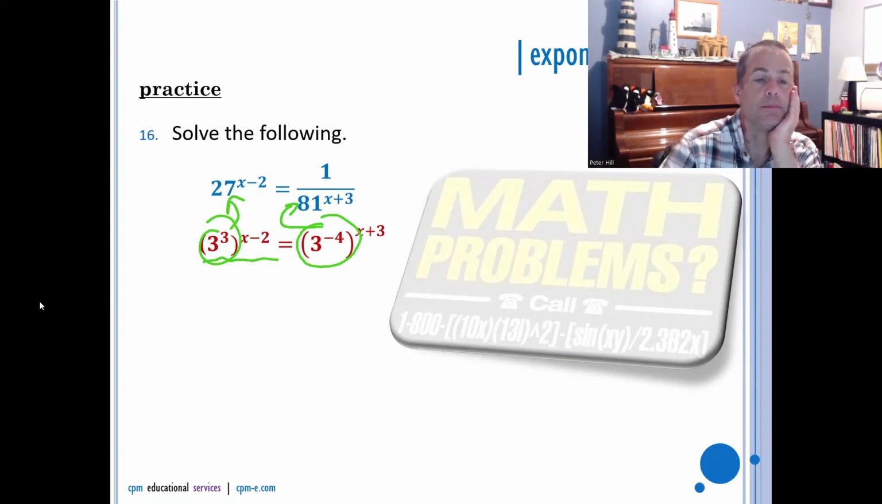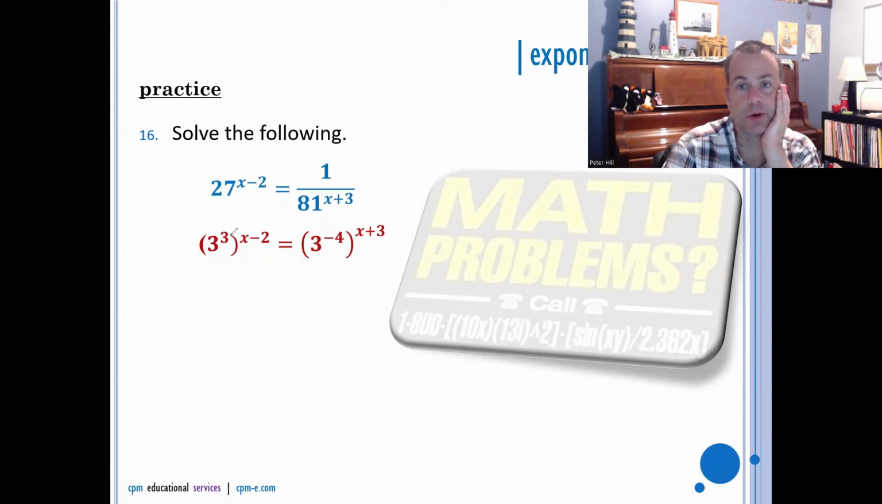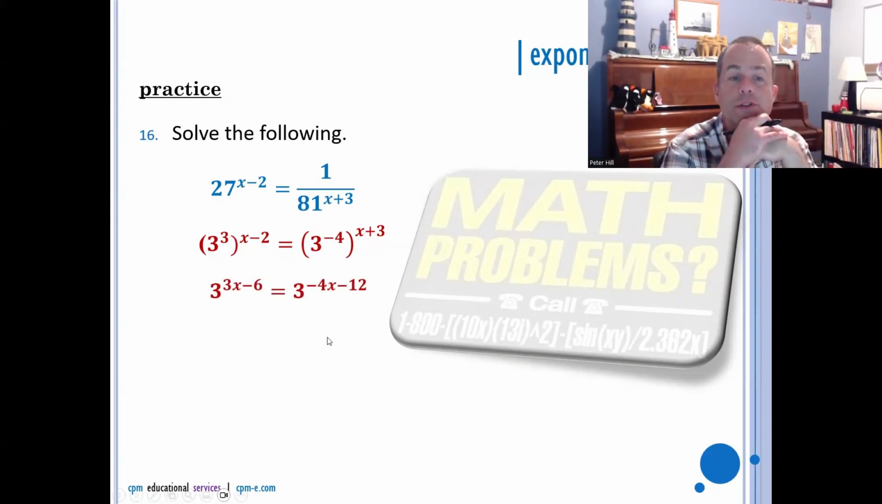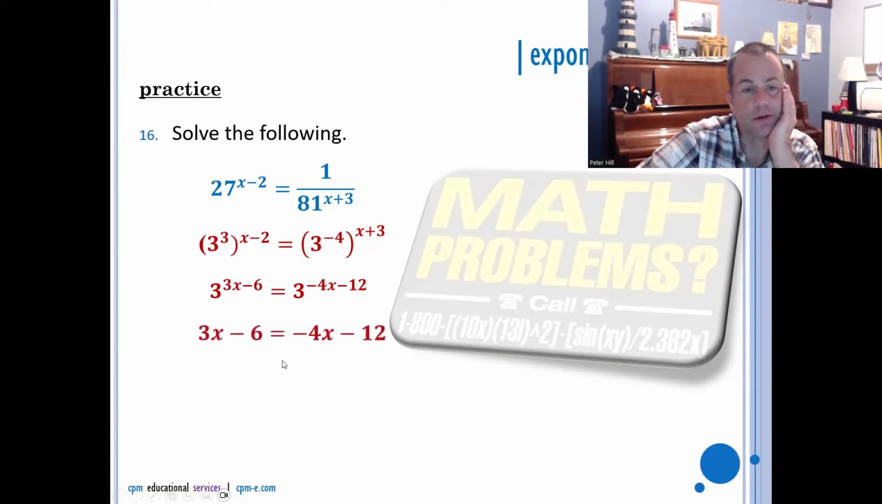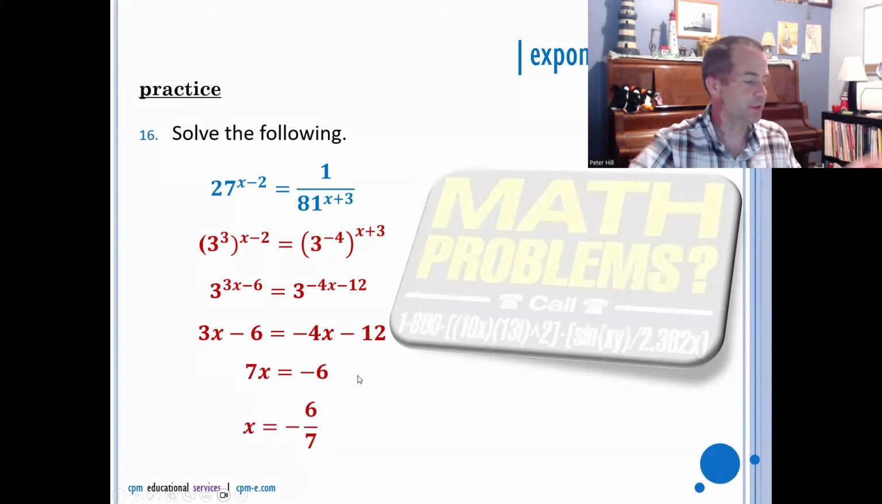Okay, now applying some exponent laws, these are both powers of a power, so I'll multiply the exponents together. That's going to give me 3 to the 3x minus 6. Don't forget the 3 applies to both. And 3 to the negative 4x minus 12. Now I have powers of single bases equal to each other. I can pull out the exponents and solve that way. So 3x minus 6 equals negative 4x minus 12. That's going to be 7x, and if I add 6 to both sides, negative 6, so x equals negative 6 over 7.